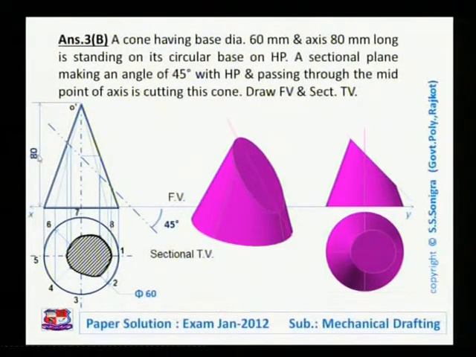Insert the dimensions wherever necessary, 80 mm and 60 mm. Write the names of the views and here insert the angle, 45 degrees. And to show that this is the midpoint of the axis, you can insert a dimension over here, that is 40 mm also. I hope the problem is clear to all of you. Now we continue with the next problem.